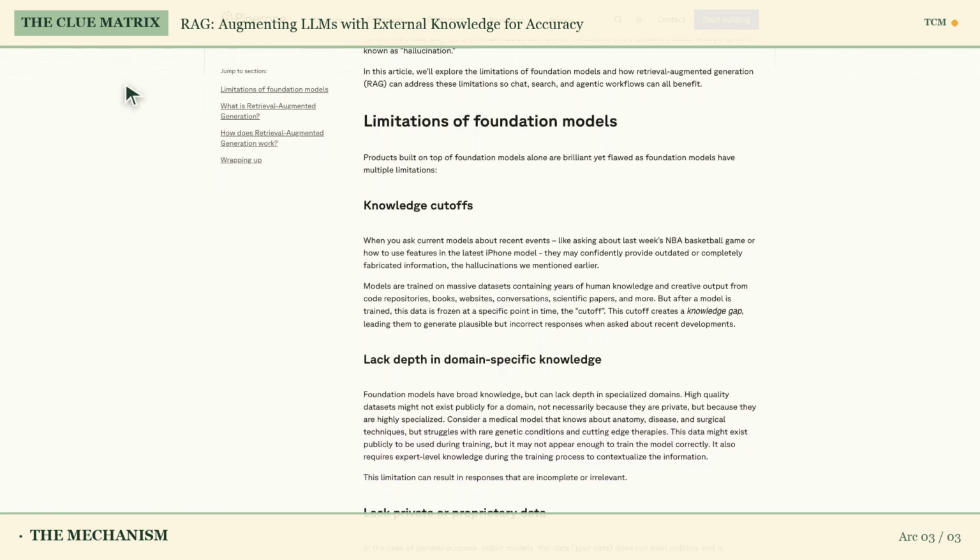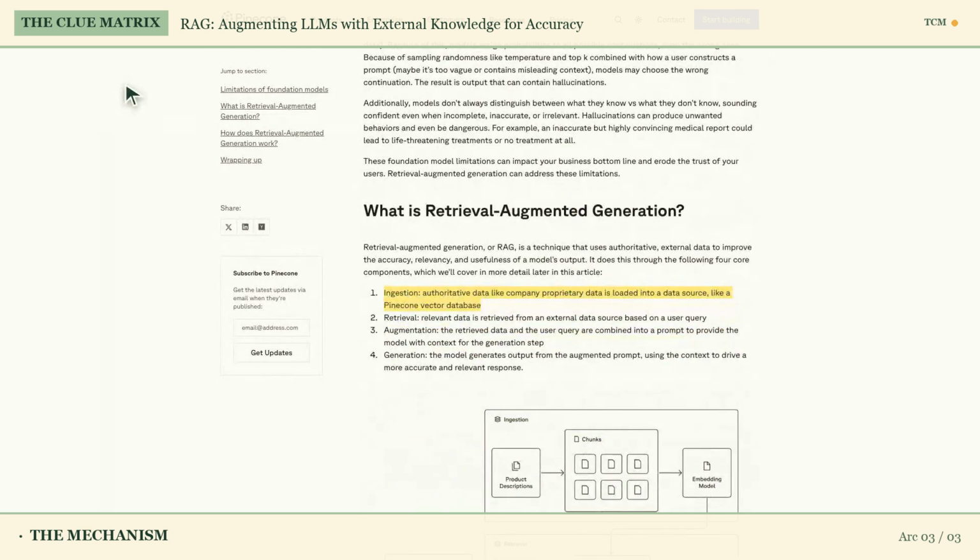Exactly. First is ingestion. Your authoritative data, be it private documents or a fresh news feed, is loaded into a data source, commonly a vector database. This is where our library or textbook gets created and organized then.